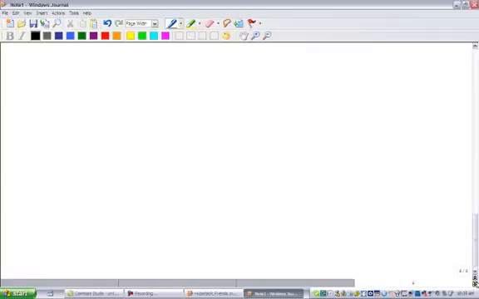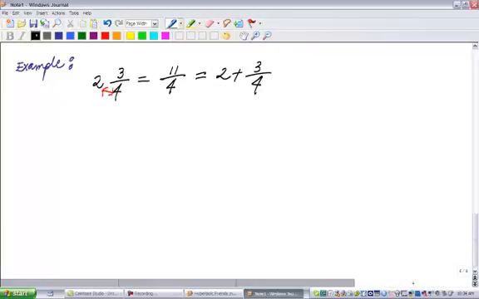So let's do another example. Let's say I have the number 2 and 3/4. What is that equal to? I am going to multiply 2 and 4. I get 8, right? And 8 plus 3 is 11. 11 over 4. Everybody sees that? This is the same as 2 plus 3/4.